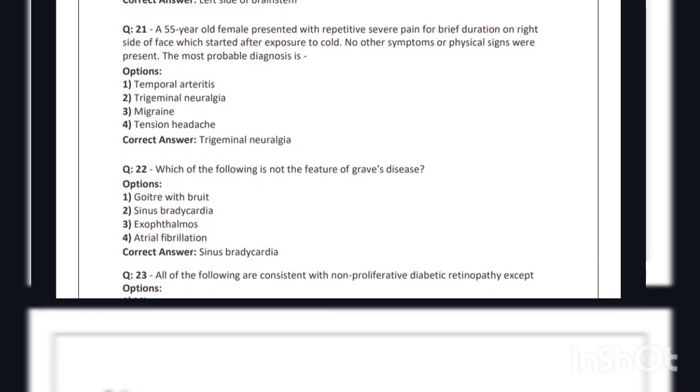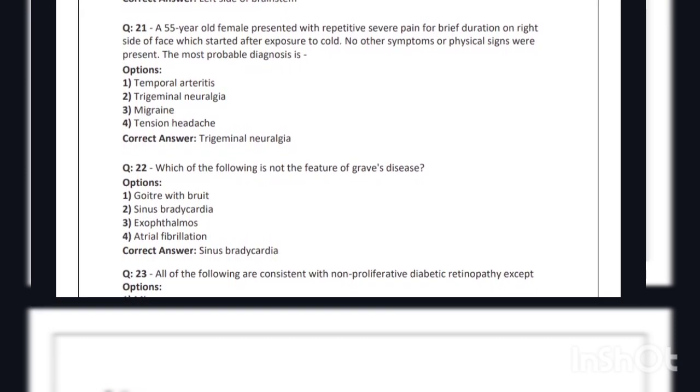Question number 22. Which of the following is not a feature of Graves' disease? Options: goiter with bruit, sinus bradycardia, exophthalmos, atrial fibrillation. So the correct answer is sinus bradycardia.